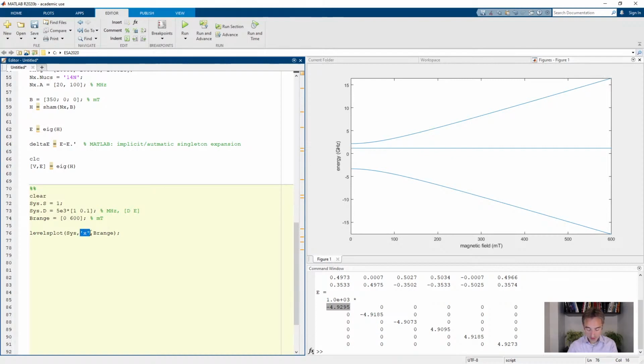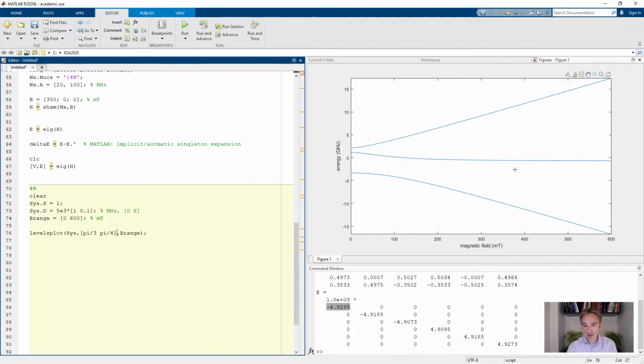Instead of x and these letters, you can of course enter a phi and a theta angle to specify the direction. And again, these are in radians. And voila, now you can see that the middle level, which eventually becomes the mS equals 0 level, has some interesting dependence here.